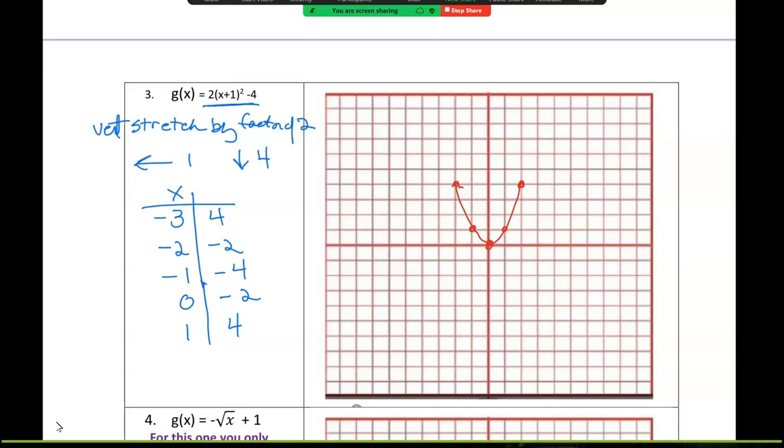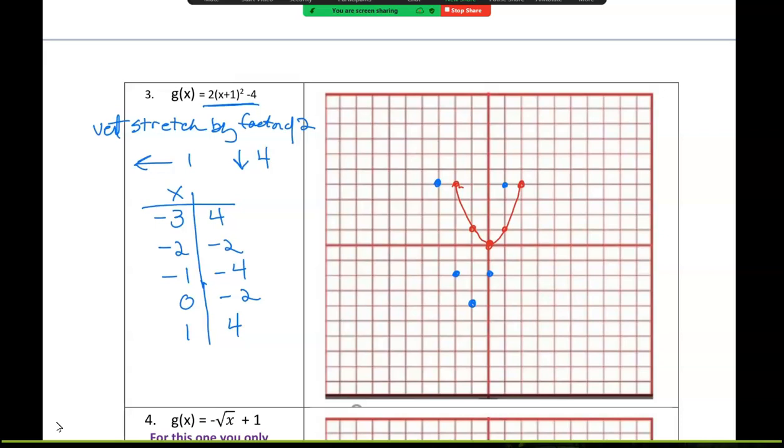Okay. So 1, 2, 3, 1, 2, 3, 4. That's my first point. Minus 2. Minus 2. That's my second point. Minus 1. Minus 4. 1, 2, 3, 4. Third point. Oh, I see a parabola coming. 0 is minus 2. And 1 is positive 4. Symmetry I was looking for.